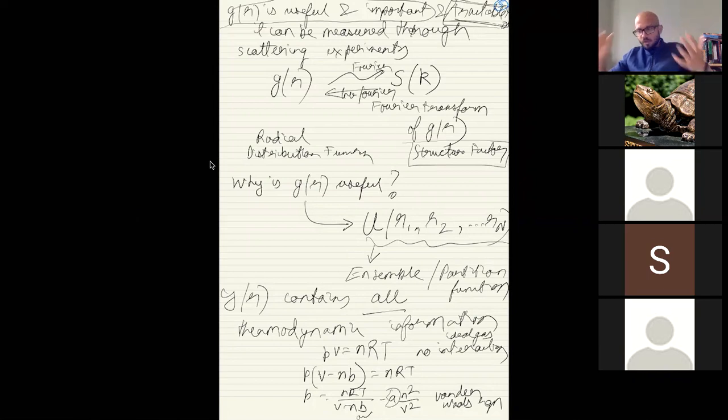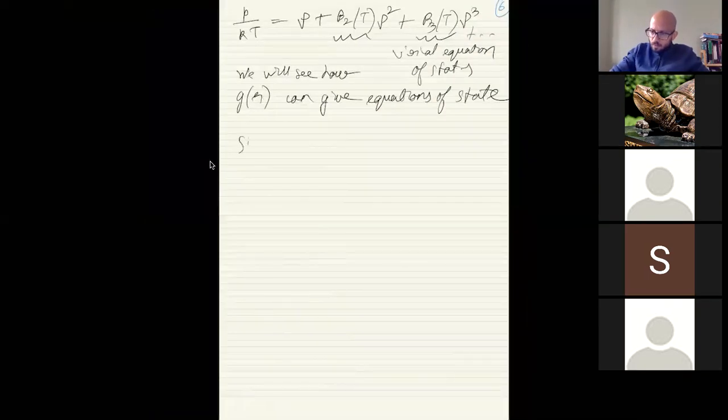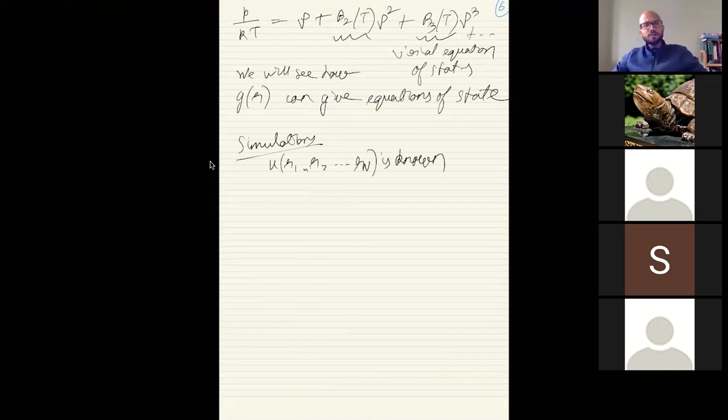So in computer simulations, U of r1, r2, ..., rn is known. Does anyone know what it is called typically in computer simulations? There is a term used for it. Any ideas? Nathan, you should know.